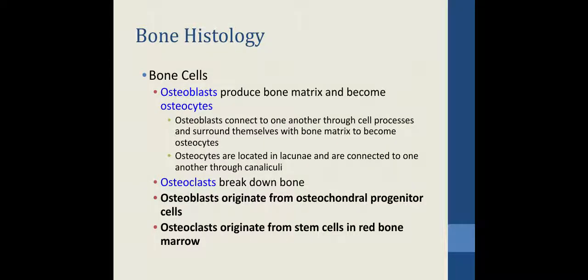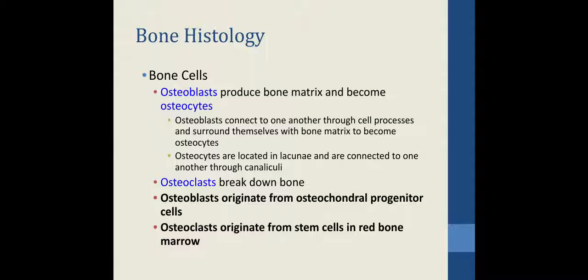Okay, let's go into individual cells. So we've got osteoblasts. Osteoblasts are producing bone matrix and they become the osteocytes. Osteoblasts connect to each other and they have these little cell processes, like little fingers that reach out, and they are going to surround themselves with bone matrix to become the osteocytes. Osteocytes also have a lacunae, or that little capsule or little hammock they sit in, and they are connected to each other through something called canaliculi. And those are like little, I don't know, tubes almost. I don't really want to call them that, but they're little connecting canals.